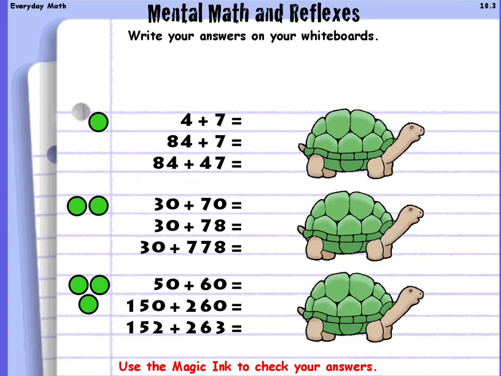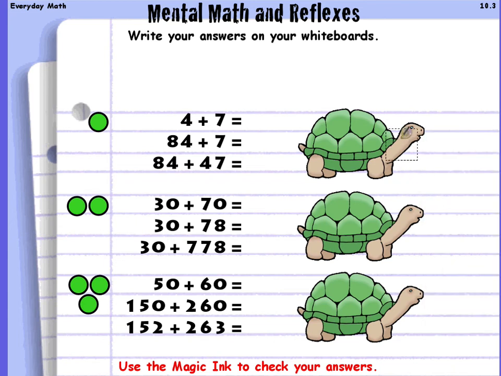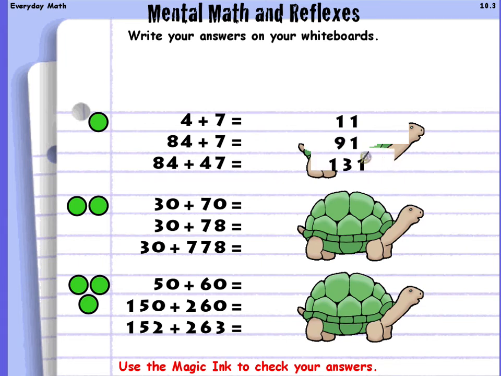Warming up our brain. 7 plus 4 is equal to 11. 84 plus 7 then is going to be 91. 84 plus 47, 131. 30 plus 70 is going to equal 100.